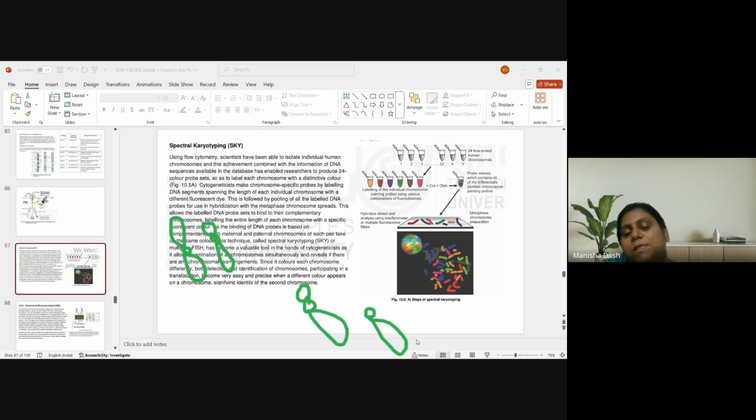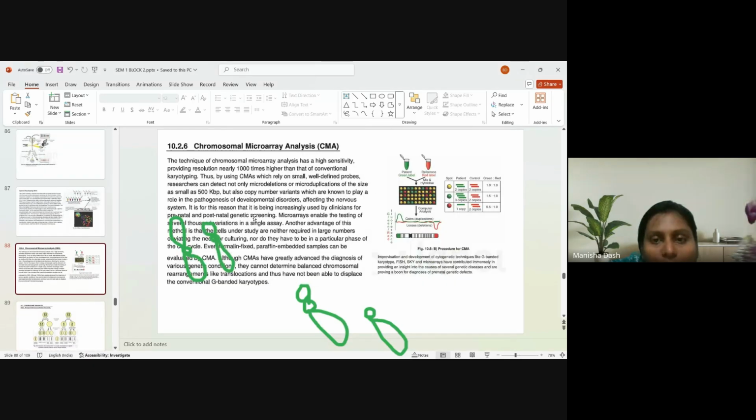The probes are known to you. You know exactly which probe is complementary to which chromosomal sequence. So accordingly, you give a fluorescence tag to each probe and allow them to hybridize with the respective chromosomes. And from the fluorescence emission that you get, you can study the morphology of the chromosomes.